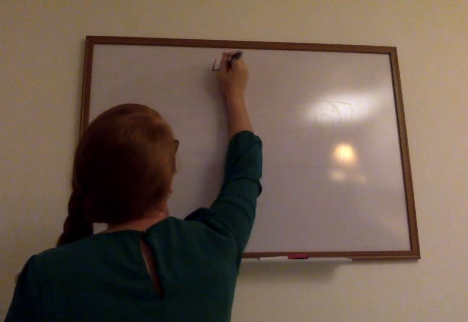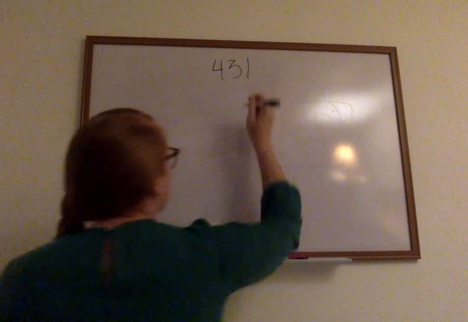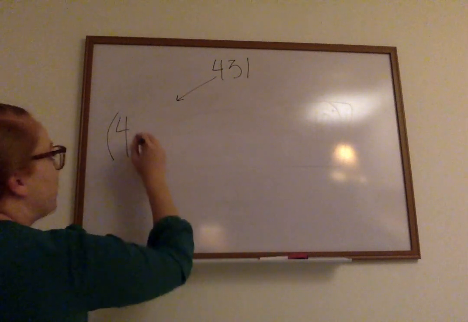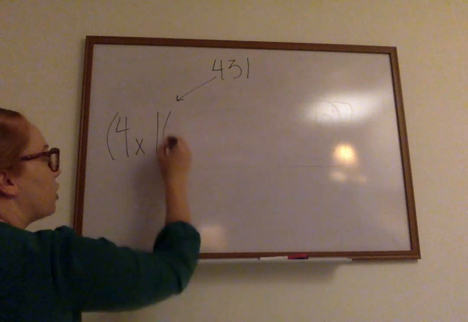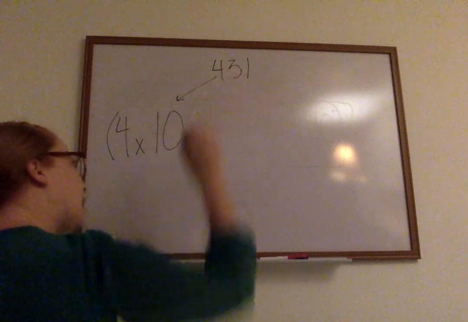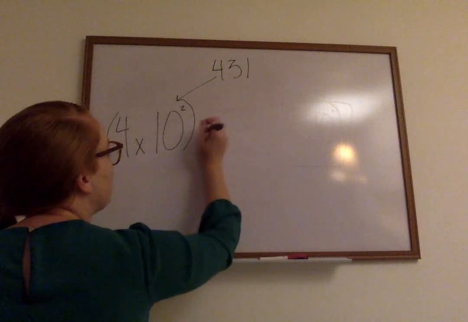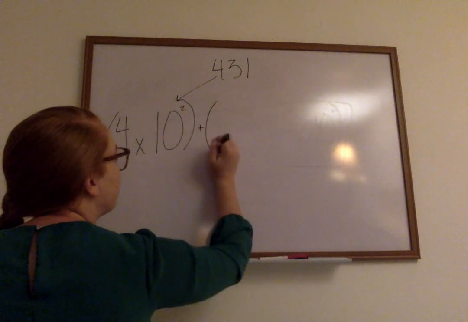Next, they might have 431. You're going to take your first number, which is 4, put it in the parentheses, times it by the base, which is always 10. How many are behind the 4? 2 numbers. My exponent is 2. Close it, add my plus sign, parentheses again.